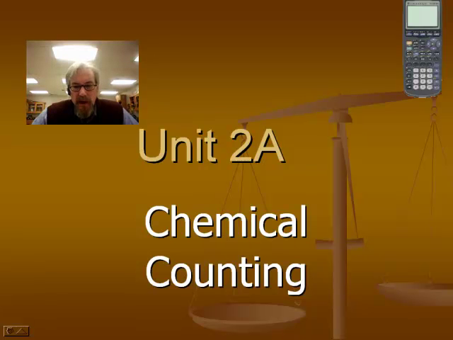Today we're going to start Unit 2A, which is about chemical counting. What we're going to look at today will be some general information about how scientists handle numbers, what numbers mean in science, something about a number notating system that we use for very large numbers and very small numbers, which are important in chemistry very often. And then we're also going to look at a particular unit that we use for really large numbers of particles, which also happens a lot in chemistry.